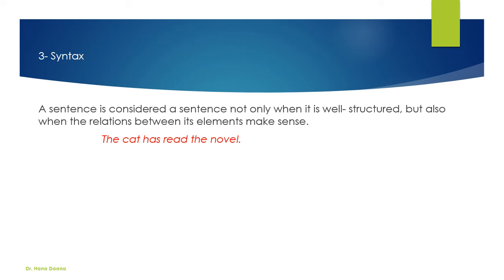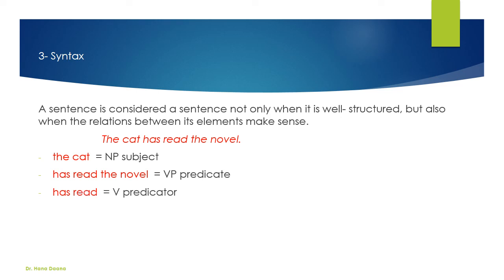If we are to analyze the syntactic structure of the sentence, we can simply say that this sentence consists of the noun phrase, subject, the cat. The cat is made of the article, determiner the, and noun head cat. Now we have here the verb phrase predicate, has read the novel. Then, has read is the verb predicator, which includes the auxiliary has and read, the past participle of the lexical verb.